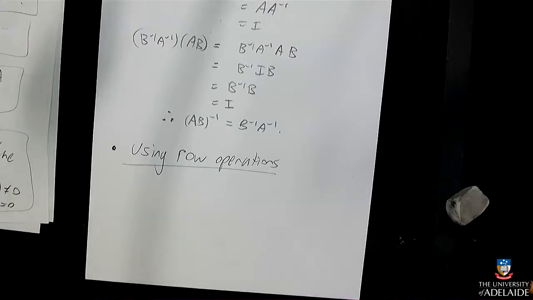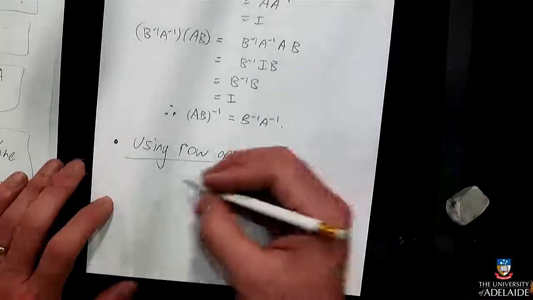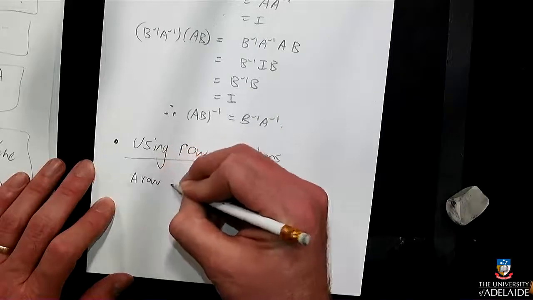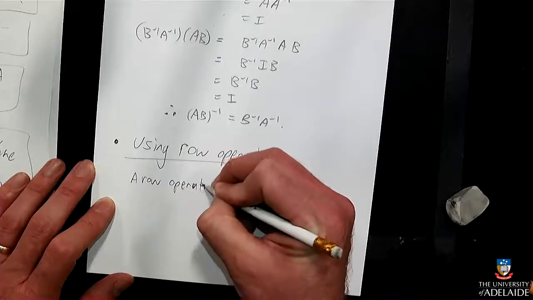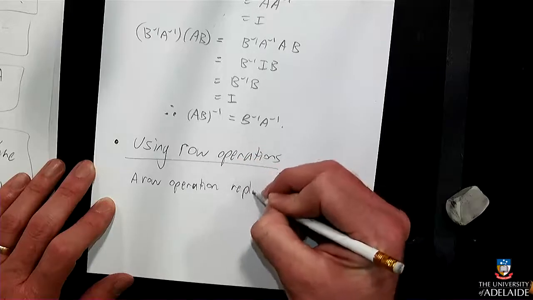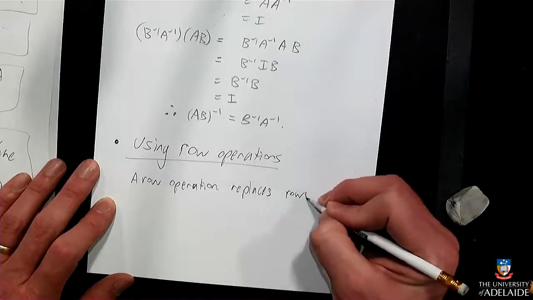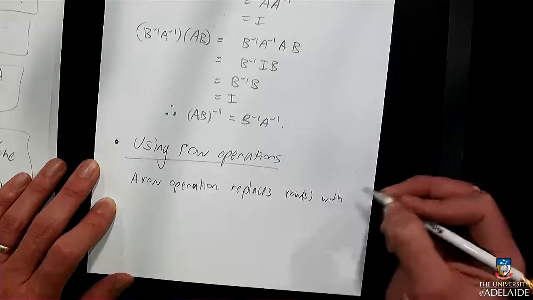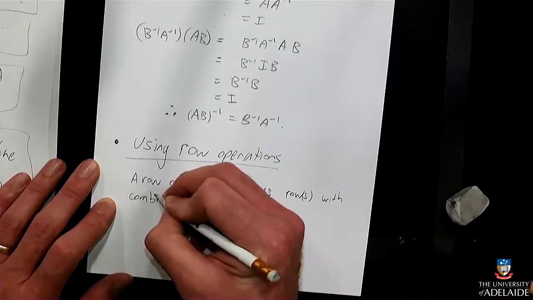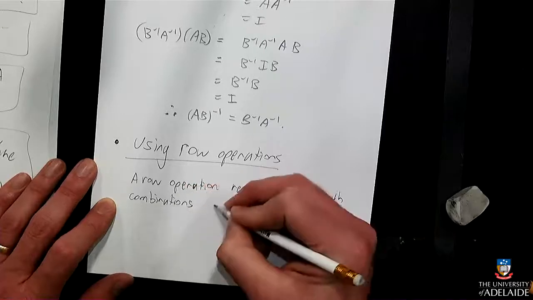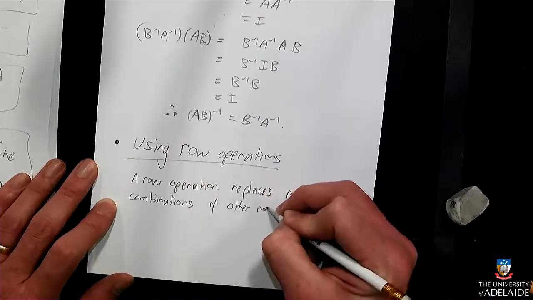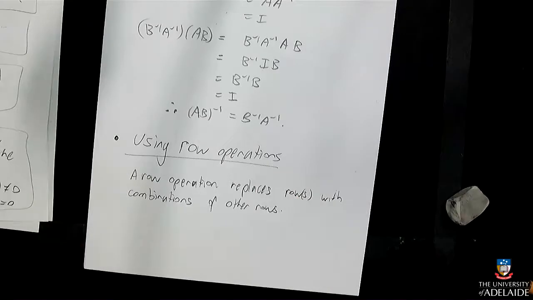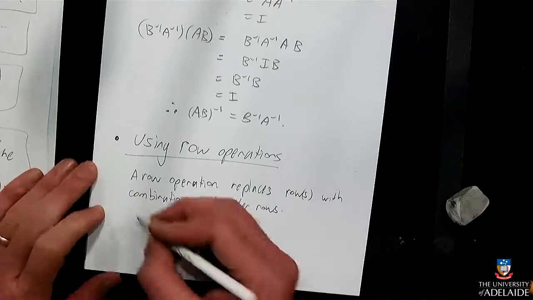Okay, so I should write some of that down. So a row operation replaces some rows with combinations of other rows. Okay? That's a little bit tricky to describe, so it's best to do it with an example. But there are elementary row operations, which will always have only 3 different types.